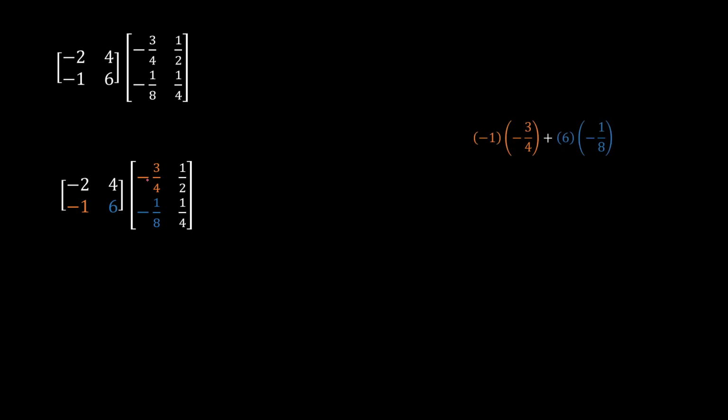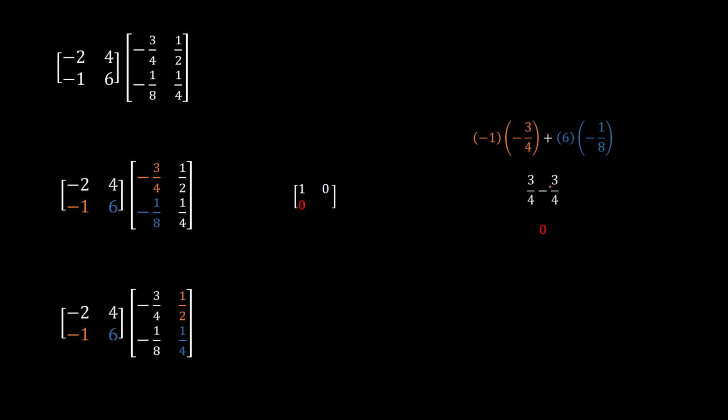And then I need to multiply the second row of the first matrix by the first column. So -3/4 times -1 gives me 3/4, and then 6 times -1/8 gives me another -3/4. So you subtract those, you get 0, and that goes in the bottom left corner.